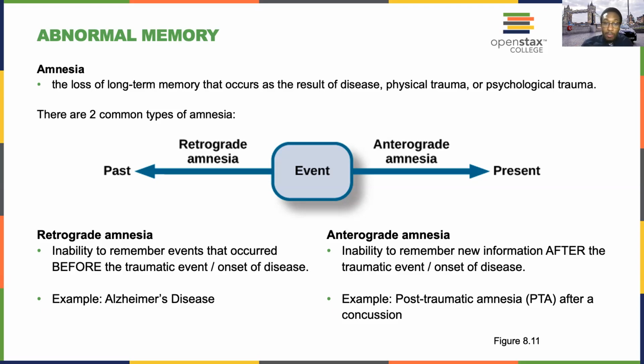So retrograde amnesia, the keyword there is retro. It goes back in time. You're unable to remember events that occurred before the traumatic event. And then anterograde amnesia is the opposite, going forward in time, being unable to form new memories.